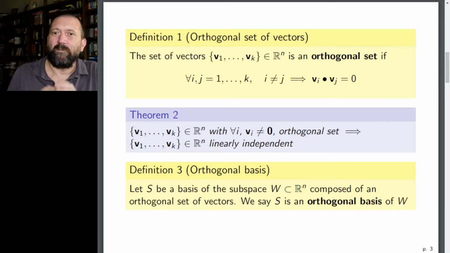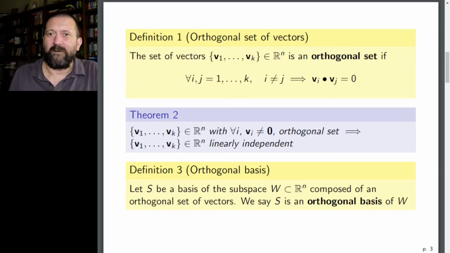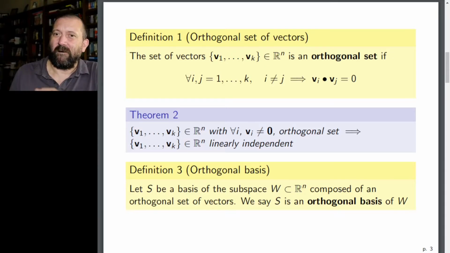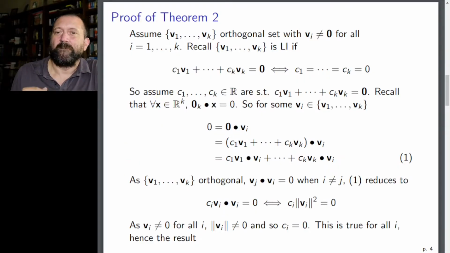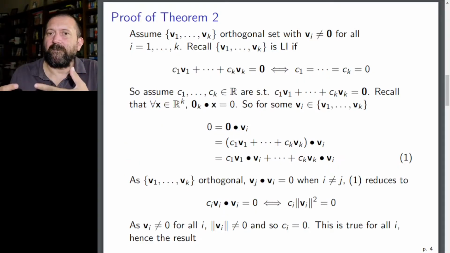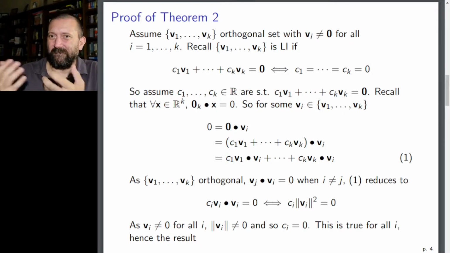So we want to prove the statement there in theorem 2, that if we have an orthogonal set and all the vectors in this orthogonal set are non-zero, then we also have a linearly independent set. So to start, I'm going to assume that I have an orthogonal set and that all the vectors are non-zero.